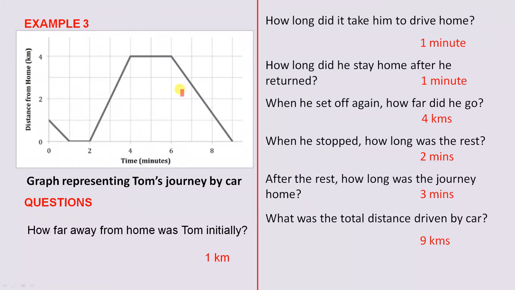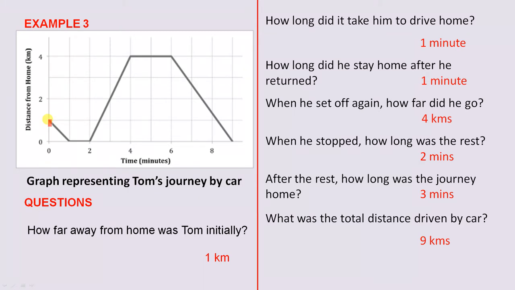Here's a slightly more involved graph. This is a graph representing Tom's journey by car. We know it's by car because he's travelling reasonably quickly. You couldn't actually walk that fast. First question, how far away from home was Tom initially? Now that's distance up here, so from there to there is 2 kilometres. So from there to there is 1. So he was 1 kilometre from home initially.